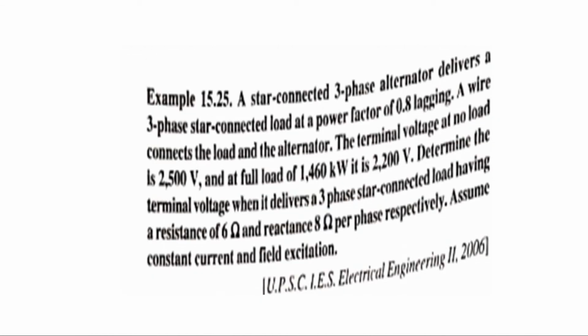Next numerical, let us see. A star connected 3-phase alternator delivers a 3-phase star connected load at a power factor of 0.8 lagging. A wire connects the load and the alternator. Terminal voltage at no load is 2500 volts and at full load of 1460 kilowatt it is 2200 volts. Determine terminal voltage when it delivers a 3-phase star connected load having a resistance of 6 ohms and reactance 8 ohms per phase respectively. Assume constant current and field excitation.